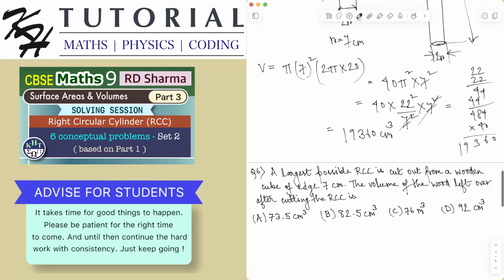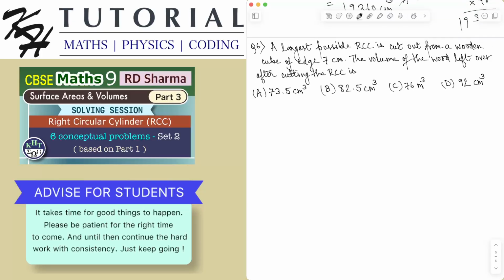Oh, I think I have another problem. Oh, one more problem left. The largest possible RCC is cut out from a wooden cube of edge 7 centimeter. The volume of the wood left over after cutting the RCC is. So this concept I have also discussed in the part 1 video.